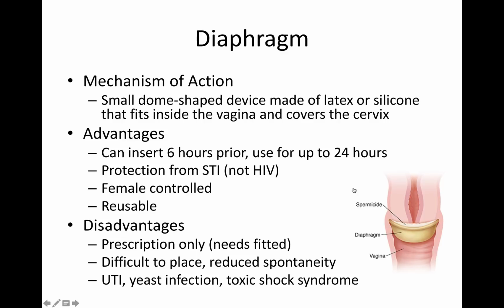Next, we'll move into talking about the devices. As we talk about each one, try to focus on the differences between each one and the counseling pearls that you believe the patient should know prior to use. The first one we'll talk about is the diaphragm. It's a small, dome-shaped device made of latex or silicone that will fit inside the vagina and covers the cervix. Hence, it will prevent sperm from reaching the uterus.